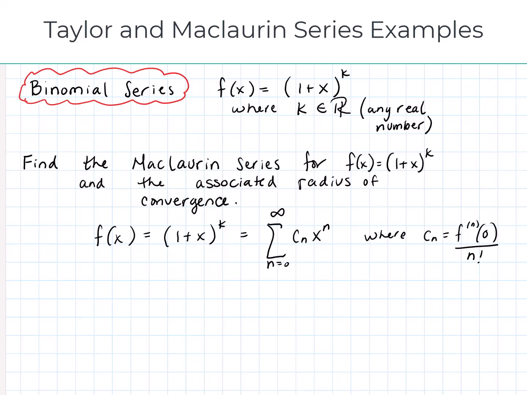Here we're going to talk about k, that's kind of a sloppy k, being any real number. So we can even be looking at a square root here, or a negative exponent. So this is where k can be any real number. And so let's get started.